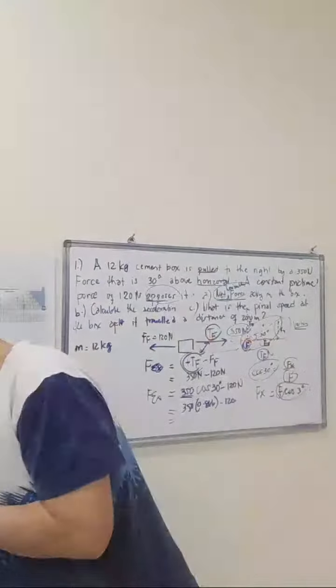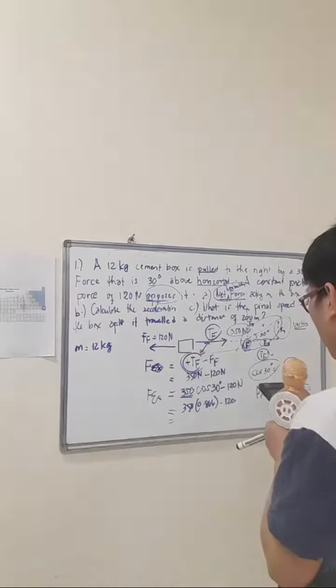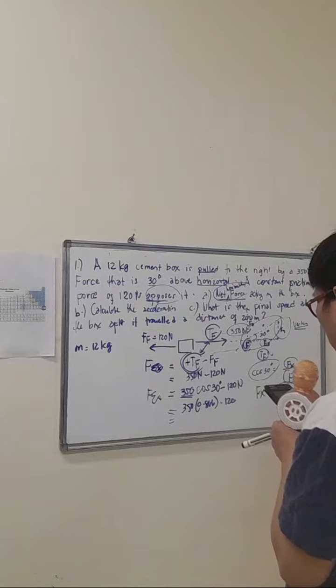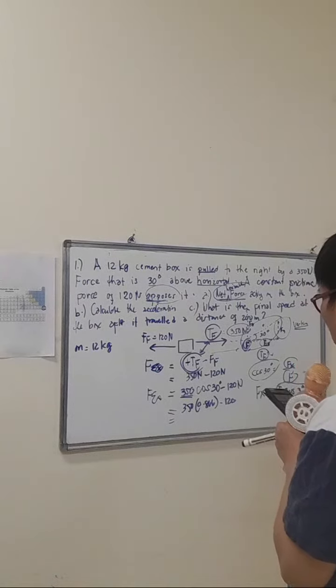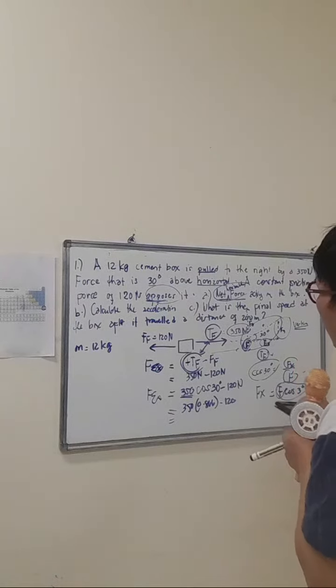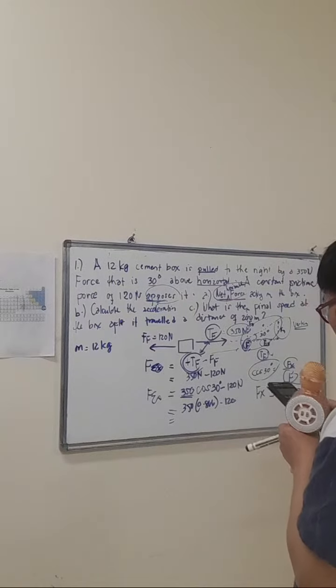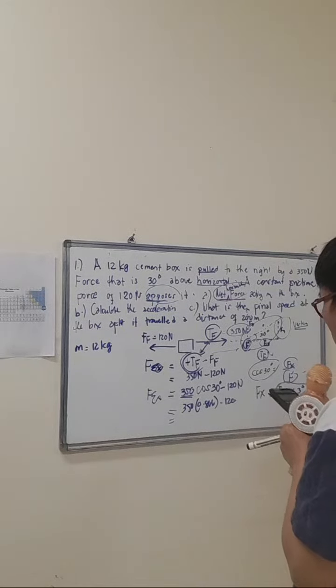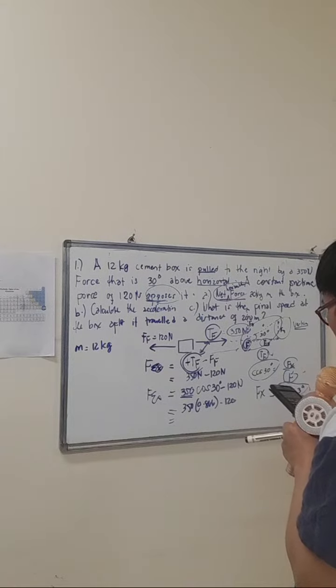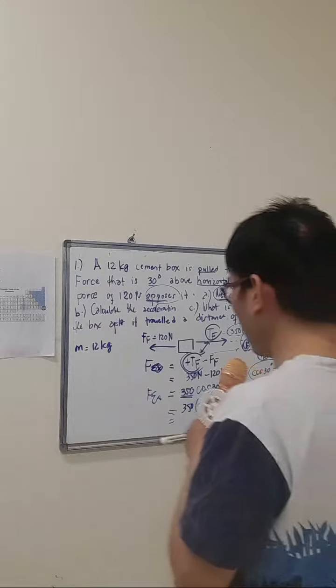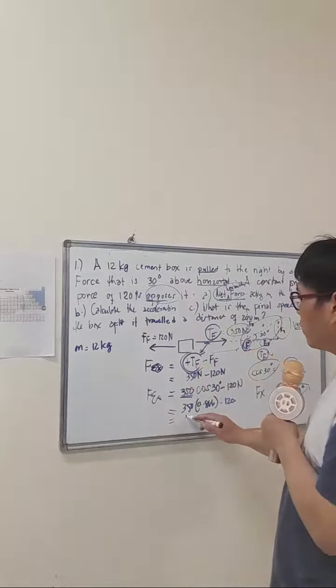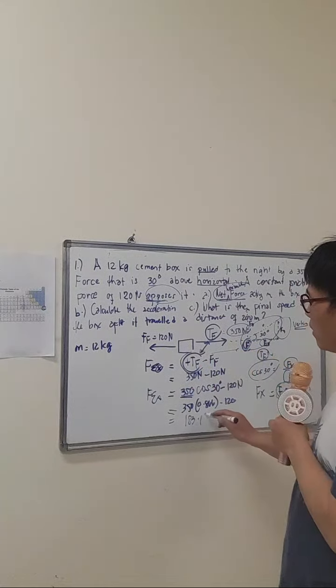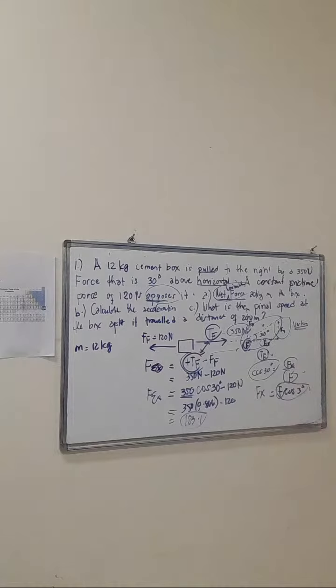So you have a force of 183 Newton. To make it short: 350 times 0.866 minus 120 equals 183 Newton. Now analyze. Net force is 183.1. Yes, this is your net force.